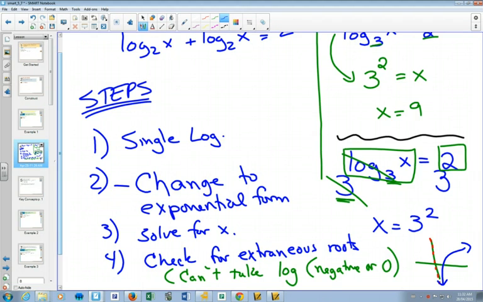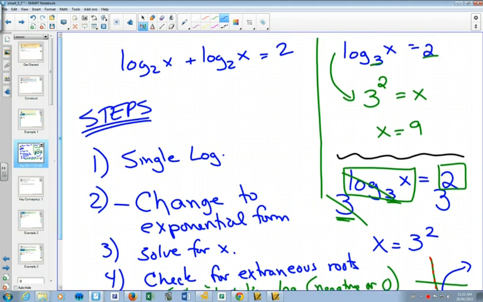So that being said, with those steps, we can look back at this original equation. Do we have a single logarithm? Not yet. But our log laws say when I'm adding two logs together, that's the same as multiplying. So x times x becomes x squared. Now, I have a single logarithm. I'm going to use my definition of a log to change it to exponential form. My base is 2. My exponent is 2. And my answer is x squared.